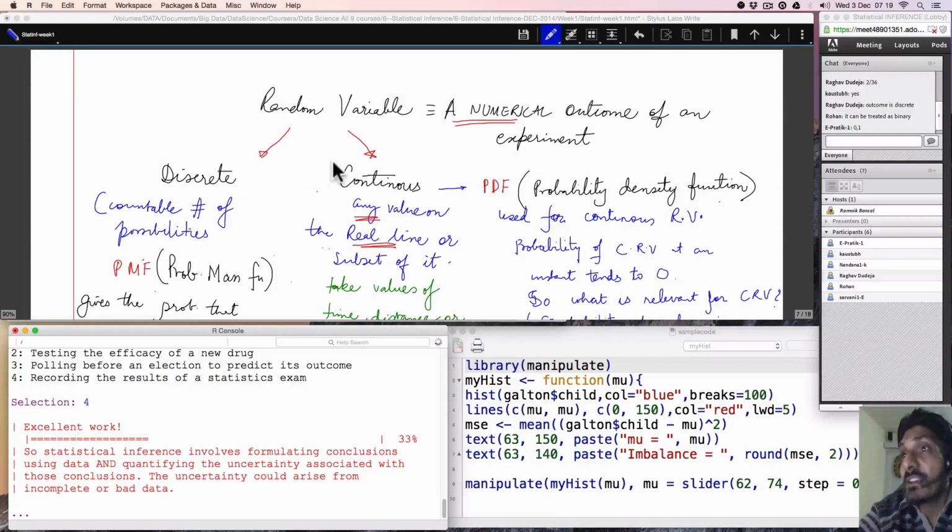One is discrete and another is continuous. What do you mean by discrete? See, there is a countable number of possibilities in discrete random variables. Like when I'm tossing a coin, there are only two possibilities. When I'm throwing a die, there are six possibilities, right? When I'm throwing two dice, there are 36 possibilities. On the other hand, continuous is any value on the real line or a subset of the real line, right? So basically, it's a real number.